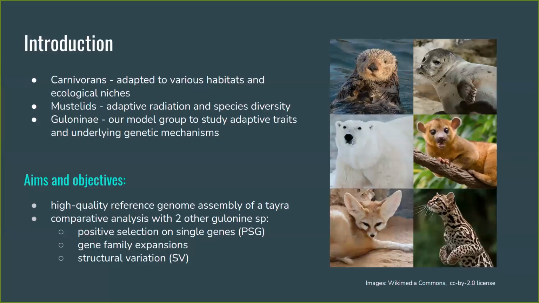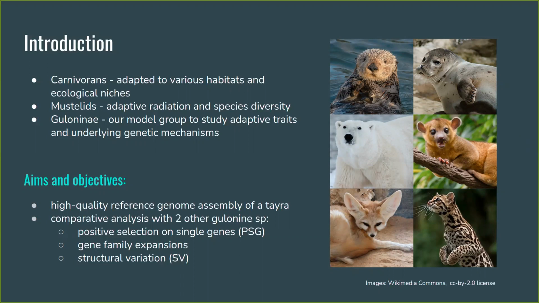So first, a bit of a background story. I'm sure you're familiar with carnivorans. This is a mammalian order adapted to various habitats. Its members occur on all of the continents and also utilize different ecological niches, from aquatic piscivores such as otter, to arboreal frugivores such as kinkajou. Among carnivorans, there's this family called mustelids, which is the largest and most species-rich family that went through adaptive radiation.